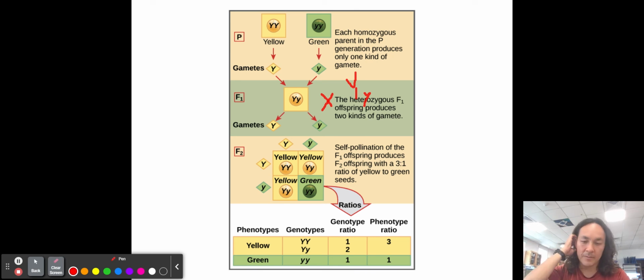So the genotypic ratio would be 1 homozygous dominant, capital Y, capital Y, 2 heterozygous, big Y, little y, and 1 homozygous recessive, little y, little y. The phenotypic ratio would be 3/4 yellow, which is what we see, and 1/4 green.